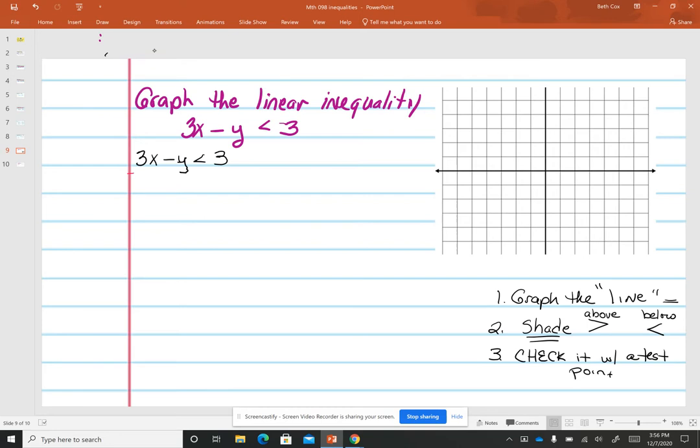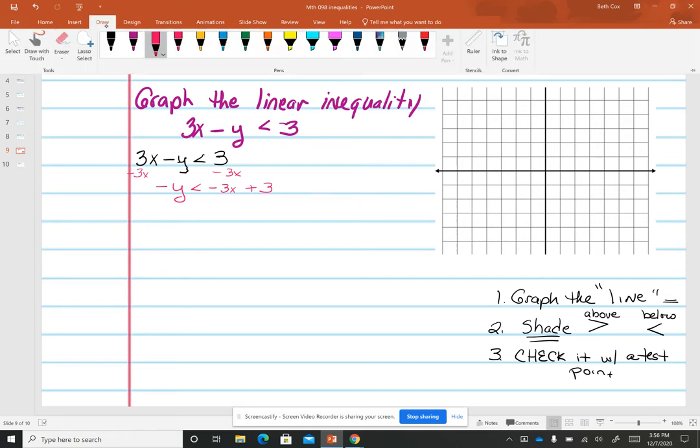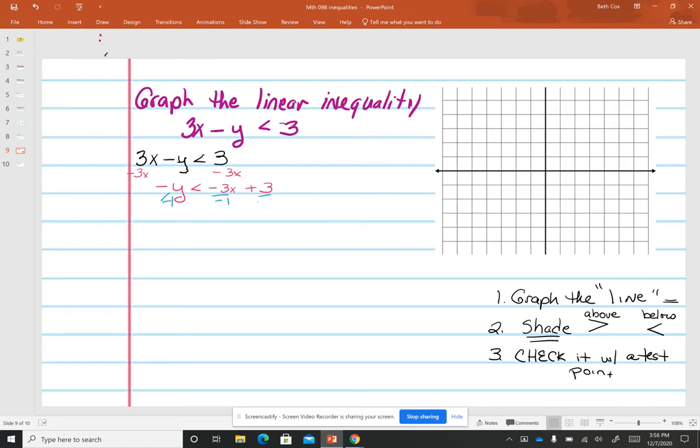I'm going to subtract 3x on both sides, and I'm going to get negative y is less than negative 3x plus 3. And then I'm going to divide everything by negative 1. When I divide by negative 1, I have to flip. We forgot that, didn't we? Yes, you did. So now I have to flip my inequality, and then I have y is greater than 3x minus 3.